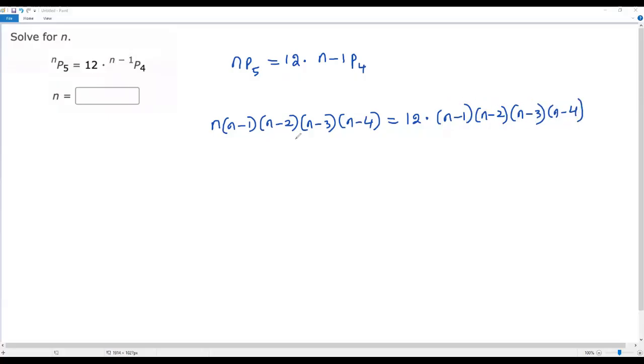Okay, now when I consider the left side, we get n, n-1, n-2, n-3, n-4. The same terms we have over here on the right. When I divide both sides of this equation by (n-1) times (n-2) times (n-3) times (n-4), all the 4 terms over here will be cancelled. The same thing happens on the right side as well. So now on the left side we are left with n, on the right side we have 12. Now I got the value of n. So therefore the value of n is 12.